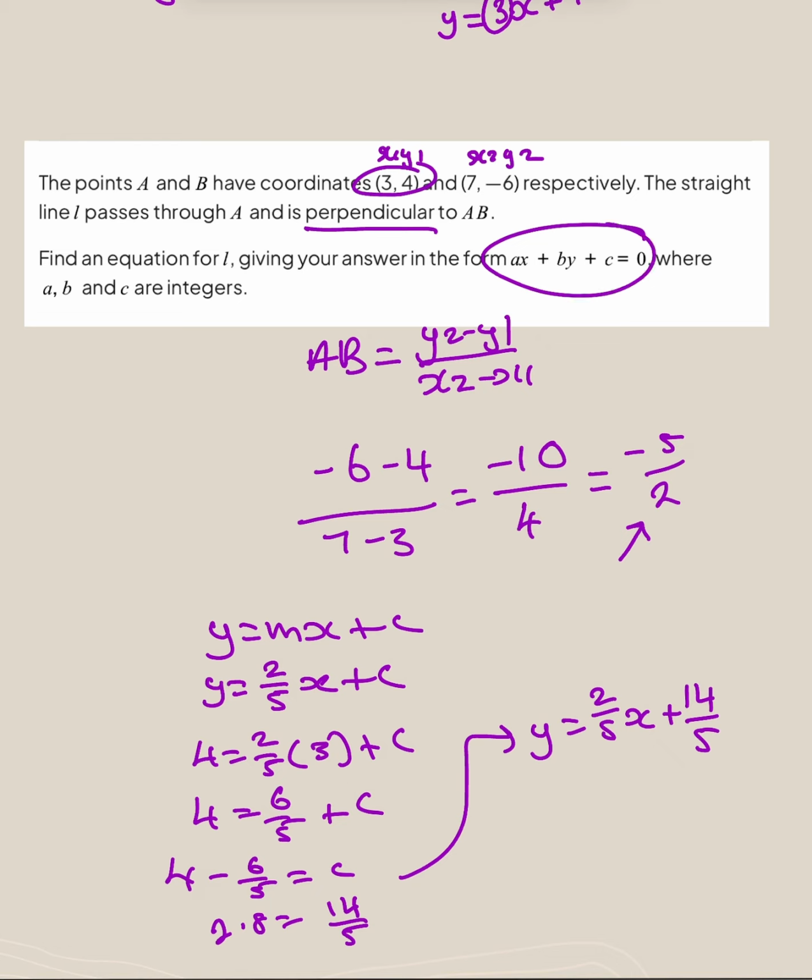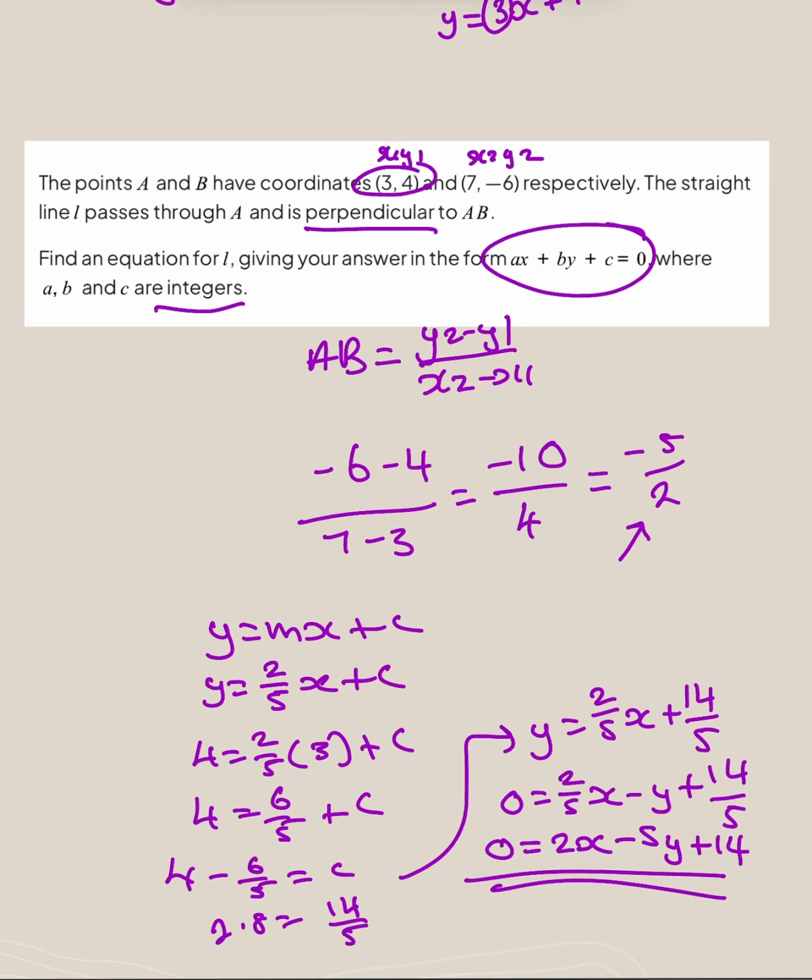It wants it in this form, so I'm going to need to move the x over first. In this case, I might as well move the y over, so it equals 0. So 0 equals 2 over 5 x minus y plus 14 over 5. Then I'm going to times everything by 5 because in this question we have integers. So 0 times 5 is just 0. So that's going to leave me 2x minus 5y plus 14. And I have it in that form.